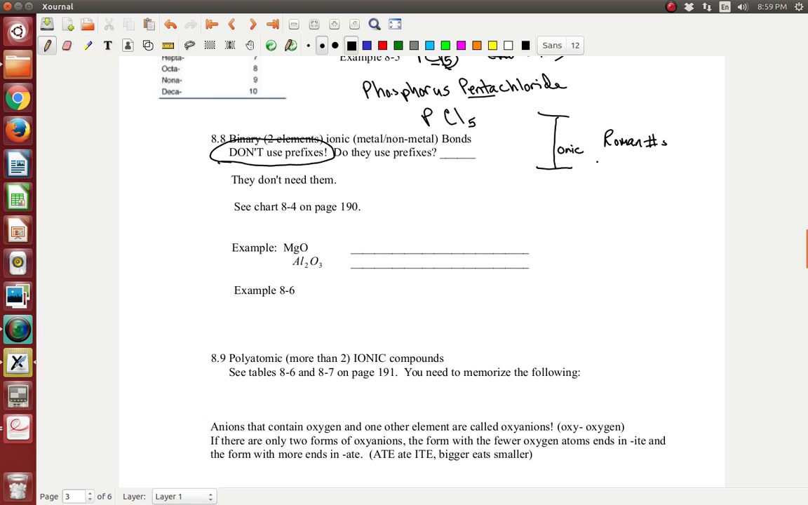It's only going to use Roman numbers if the atom you're dealing with has more than one possible oxidation state. And so we will deal with that when we need to. We'll practice that a good bit too.